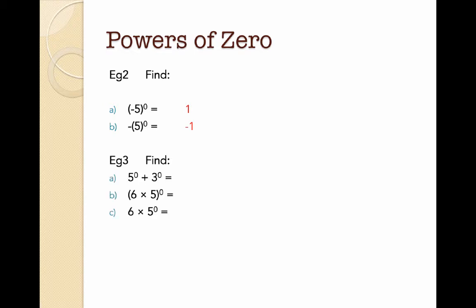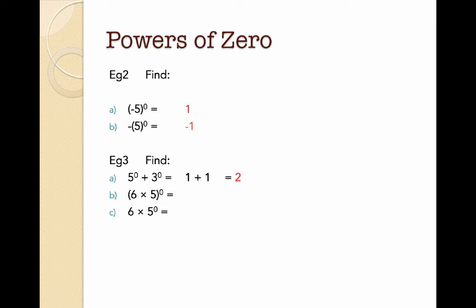Take a look at these 3. They all look very hard, but if we break it down and know what a power of 0 is, we can work them out. For question A, we're going to look at 5 to the power of 0 plus 3 to the power of 0. 5 to the power of 0 is 1, and 3 to the power of 0 is 1. So the question is asking us to find 1 plus 1, which is 2.